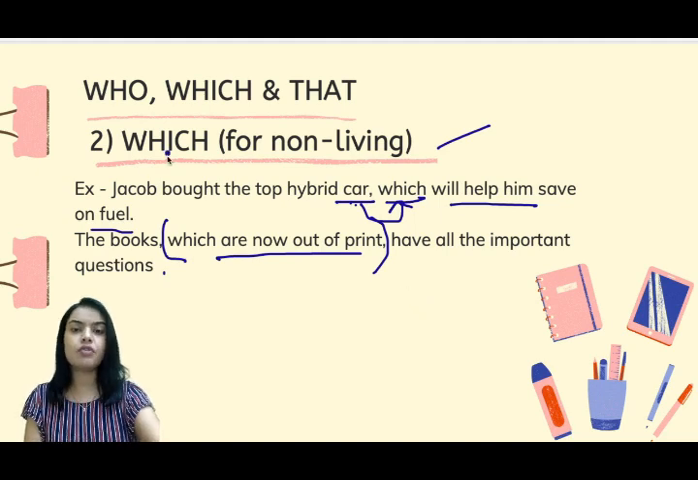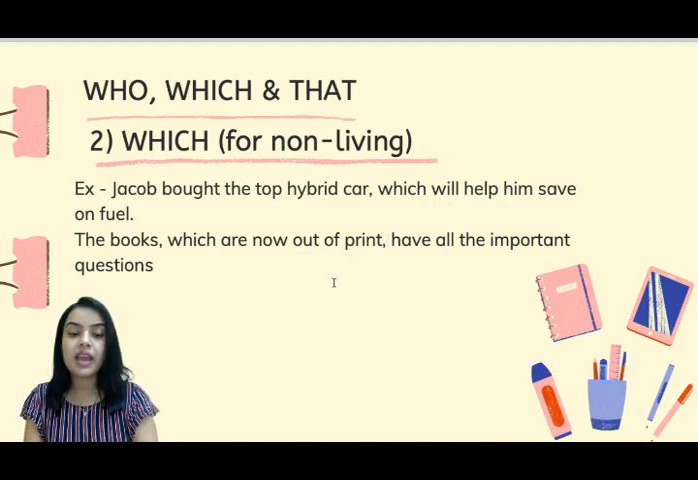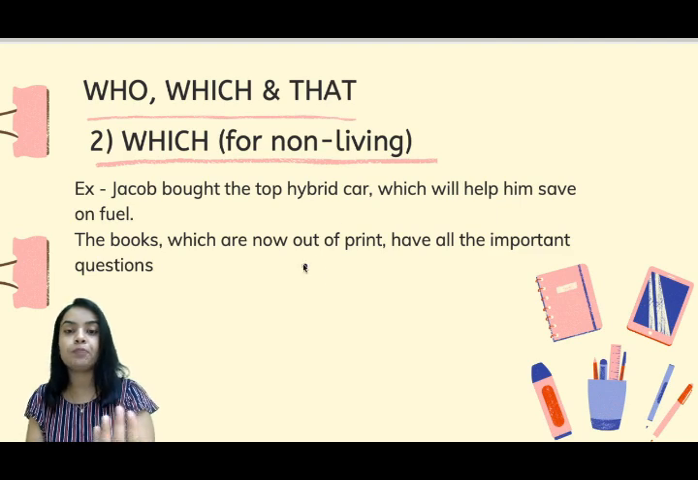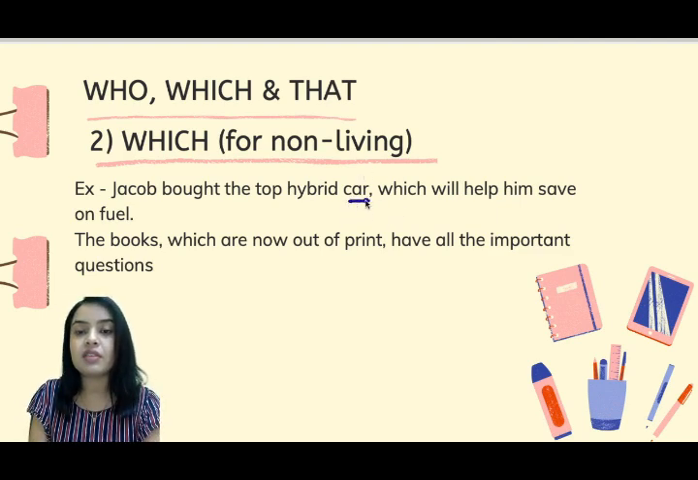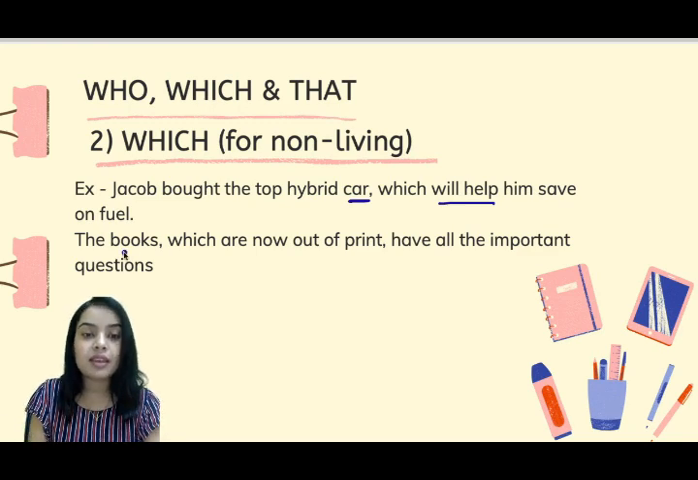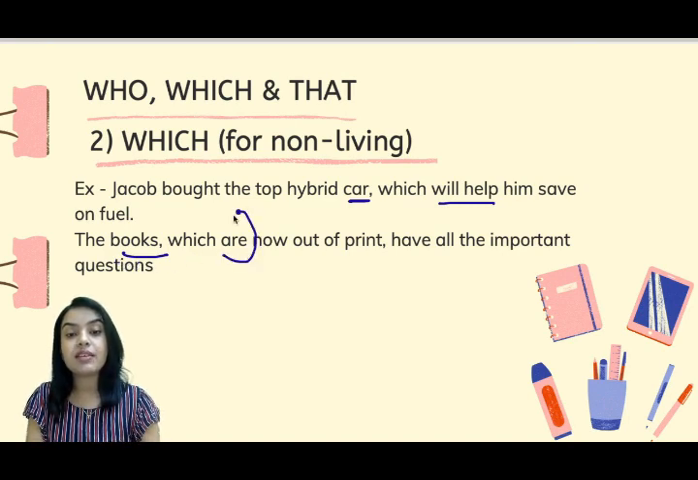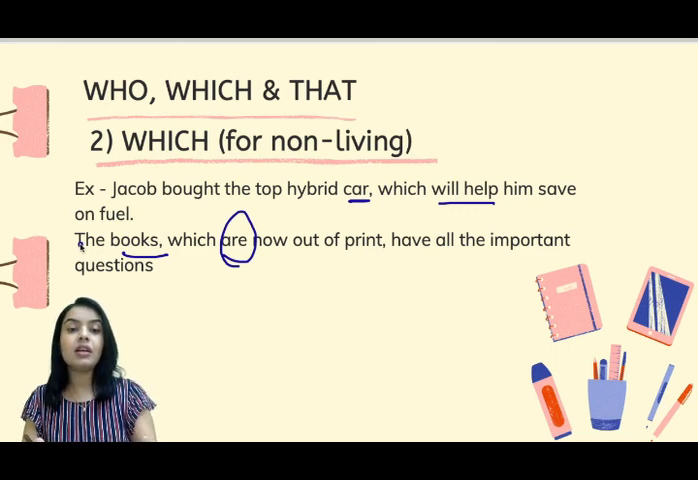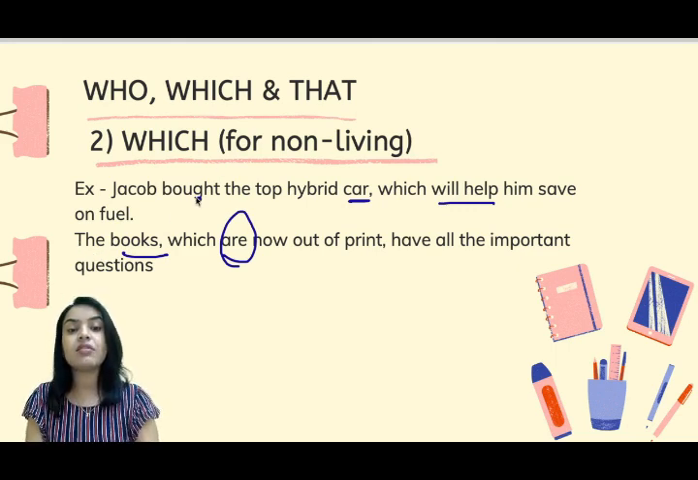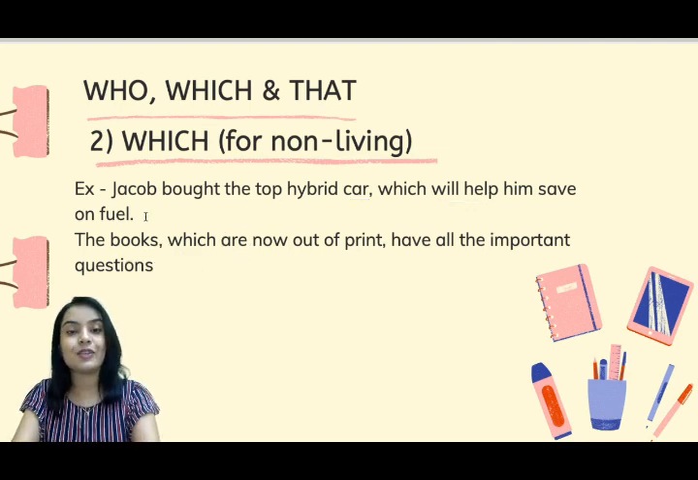So this is the simple use of which for all non-living things, and the same subject-verb rule will be followed. If this is singular, you will have to use a verb in agreement with singular, but in this case will is there, and we use will for singular and plural both. In this case, you can see the books. Now we are saying the books, and because it is plural, we are saying are. If we had the book, in that case we would have used which is. Okay, now moving on to the next one.